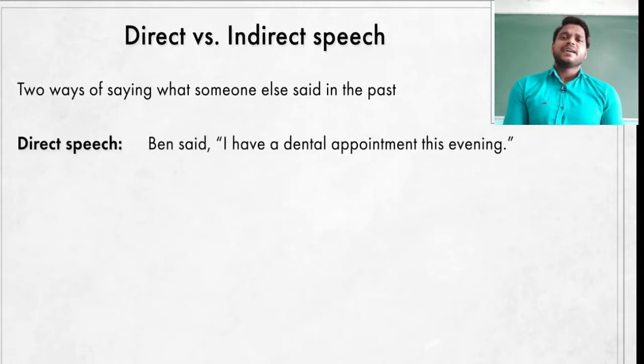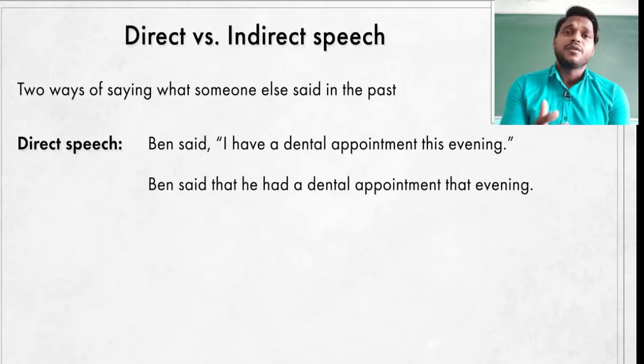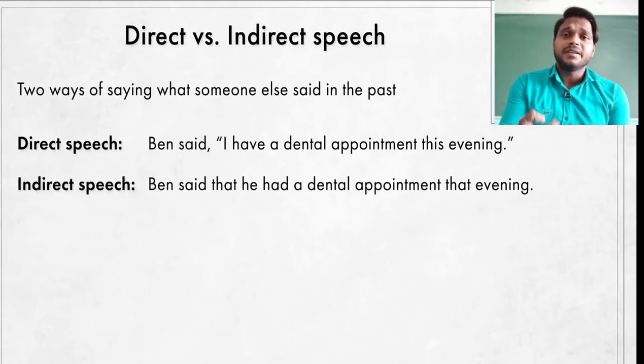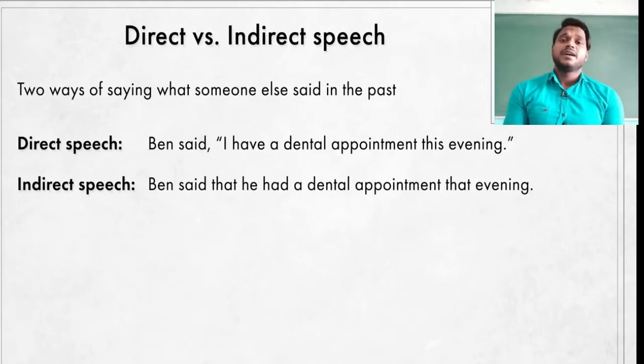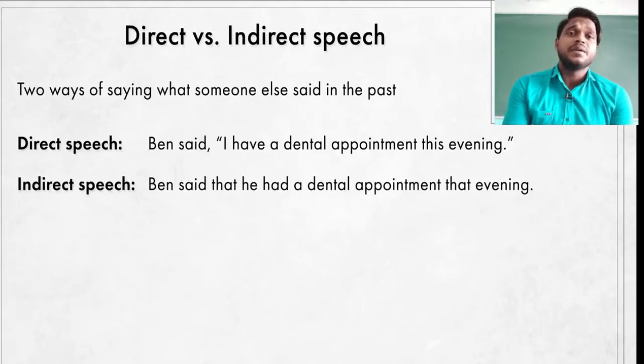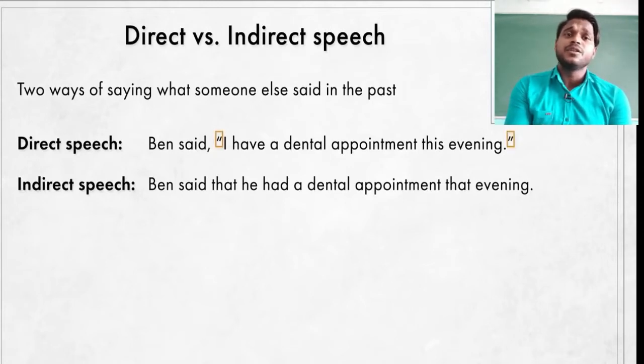So we can say it like: Ben said that he had a dental appointment, which can also be called reported speech. In this form we use a related clause. When we derive these kinds of sentences, we need to explain everything in detail. When we write direct speech, we always put quotation marks around the original words, and that is how it shows that we are repeating the words exactly without changing anything. But in indirect speech we don't use quotation marks. So these are the things we need to understand.